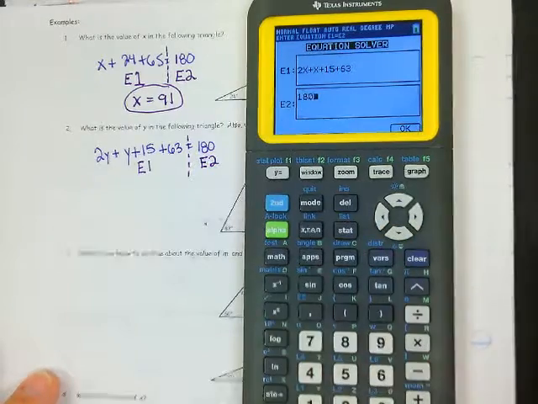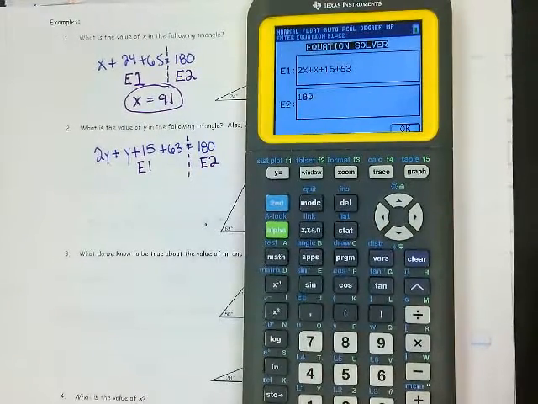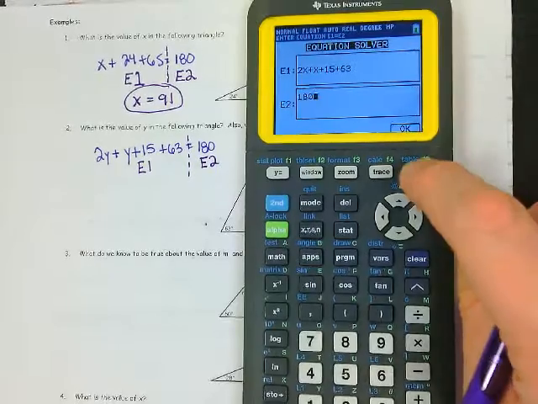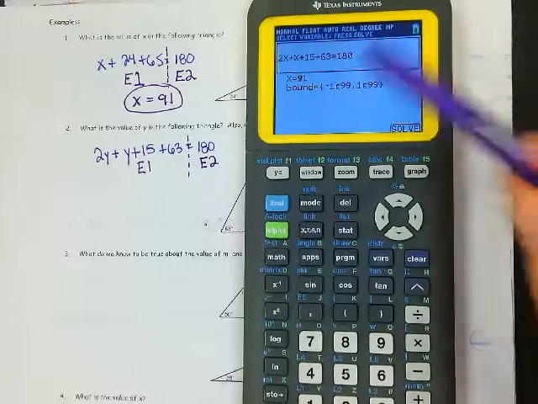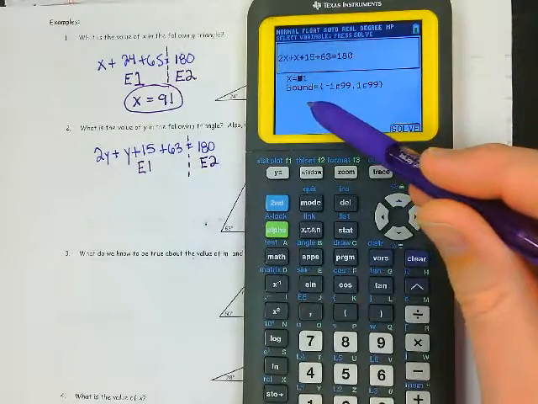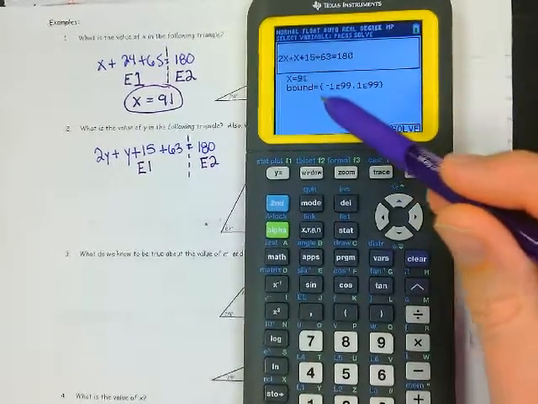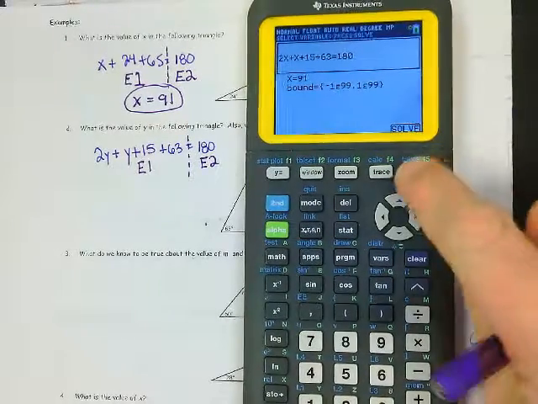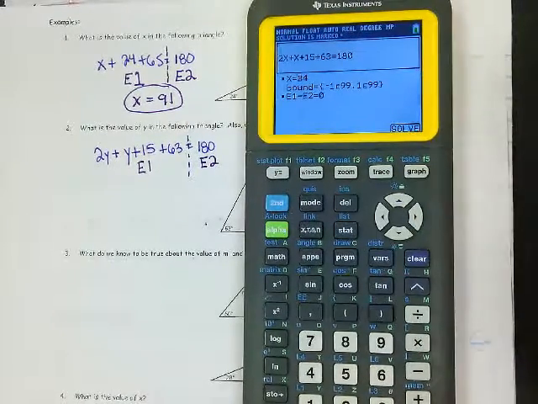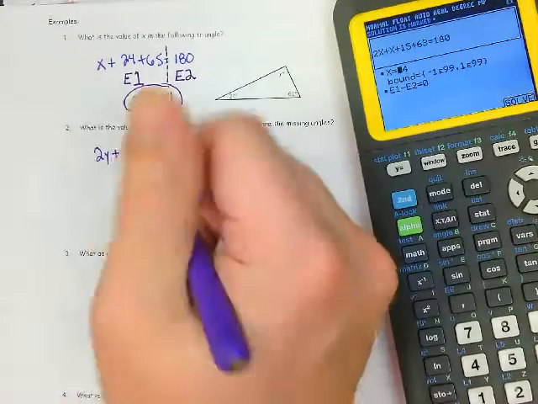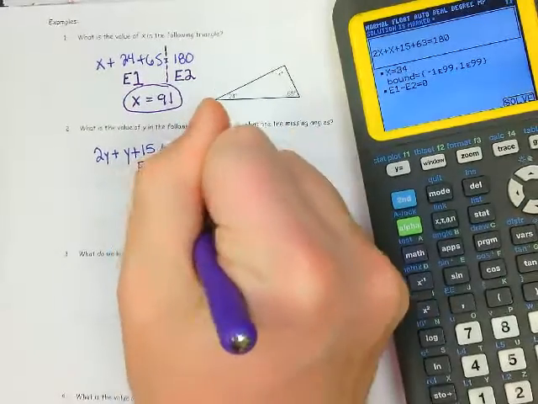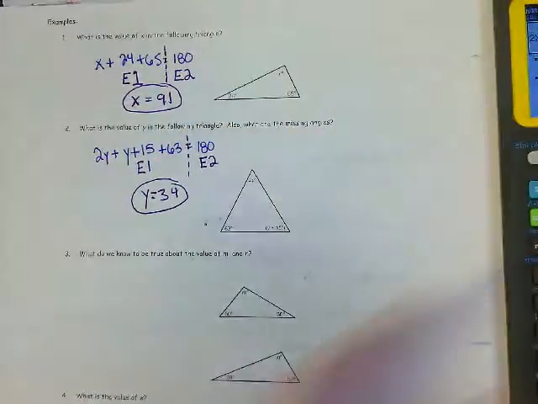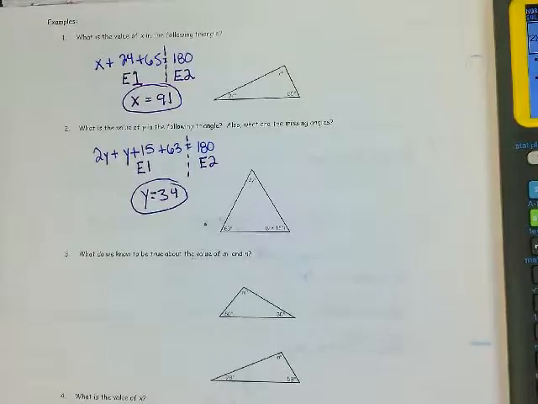Arrow down, I've already got 180 in my calculator, so I'm going to leave that alone. Then I'm going to hit graph. Is 91 my answer, the same one as I got before? No, you have to hit graph again, and what does it have to say underneath that to make sure that you have the correct answer? E1 minus E2 equals 0. So my Y is equal to 34. Okay? 34. Any questions?